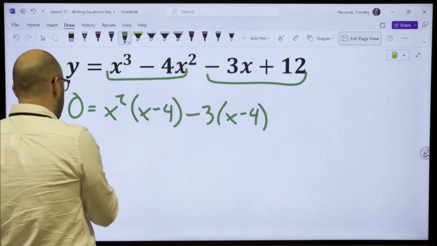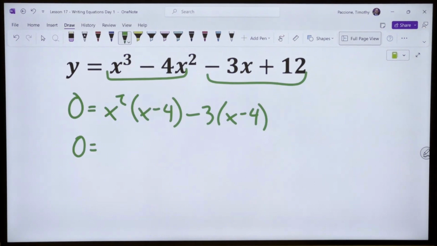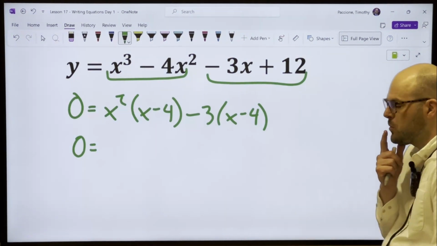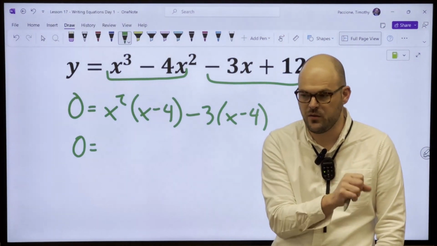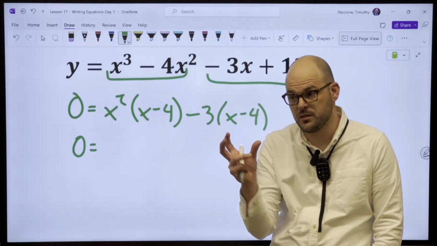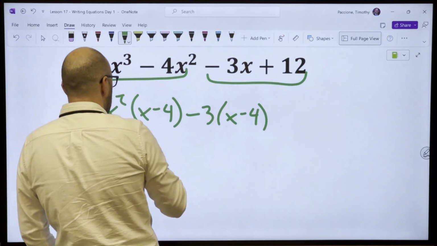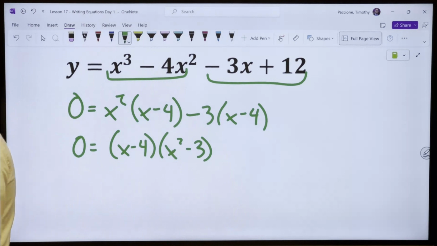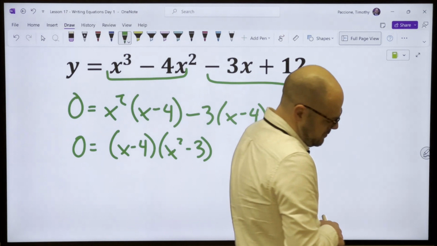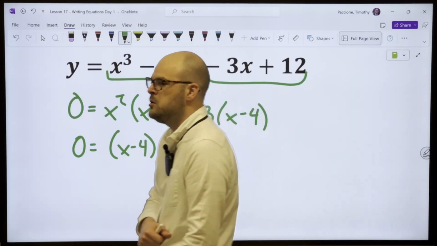And this is the part we always get tripped up at, right? What do I do now? The thing that shows up twice goes out front. Everything else goes in the back. In other words, we GCF the x minus 4. So x minus 4 and x squared minus 3. I have a question. What if we did x squared minus 3 times x minus 4? That's fine. Order doesn't matter.